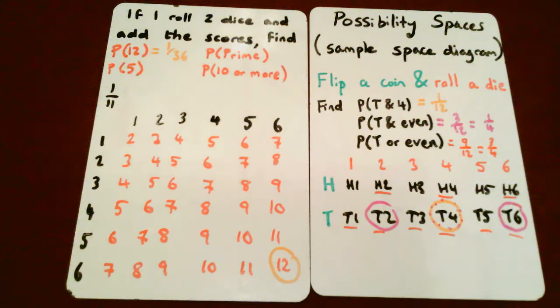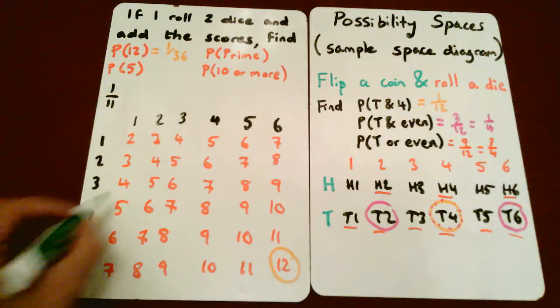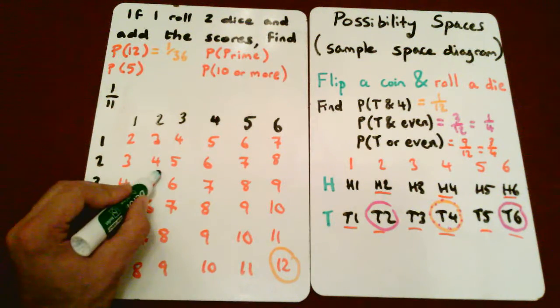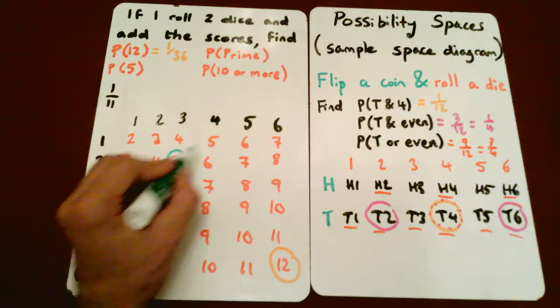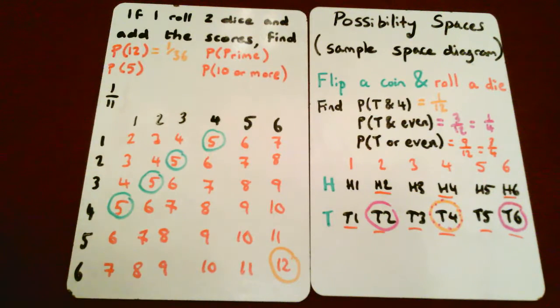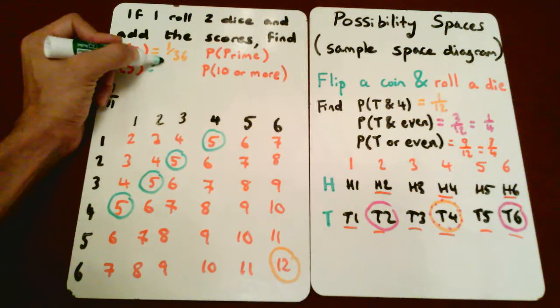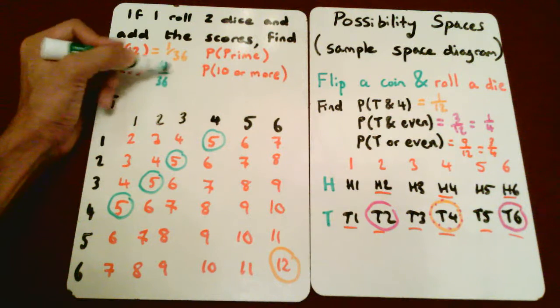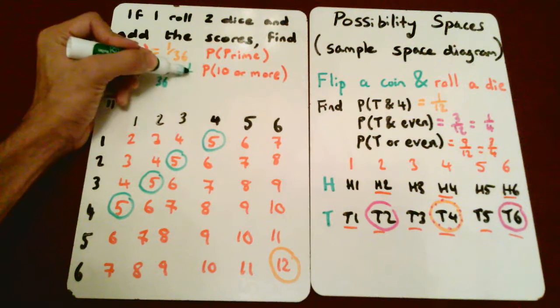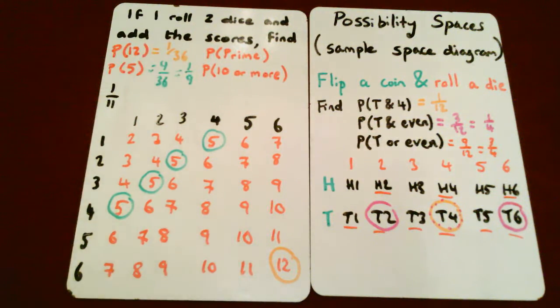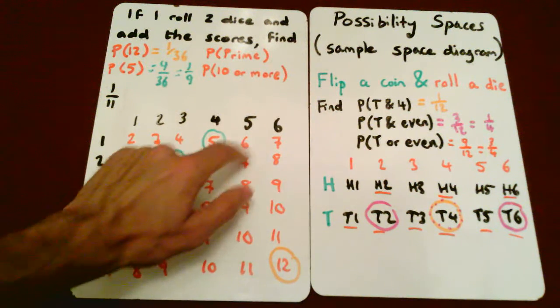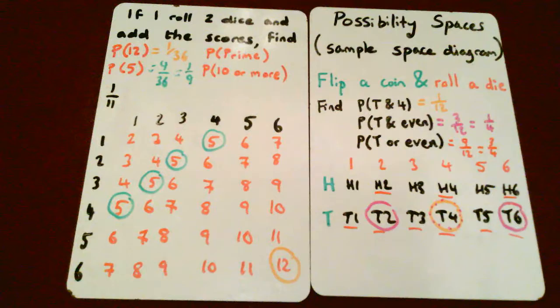If we circle the number of ways of getting a 5, well, it could be a 4 and 1, a 3 and 2, a 2 and 3, or a 1 and 4. So that is 4 out of 36, or equivalent to 1 out of 9. Now, if we look at this, I always like to ask what is the most common number when you roll 2 dice, and actually it's 7. There are 6 different combinations of getting the number 7.